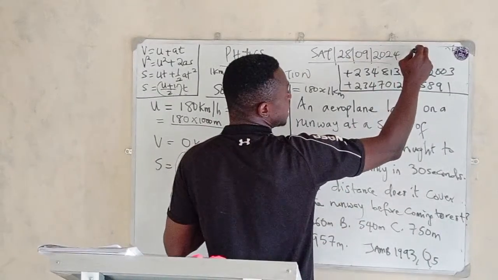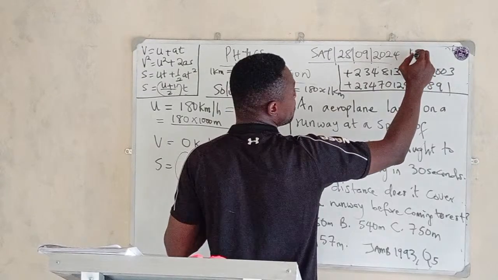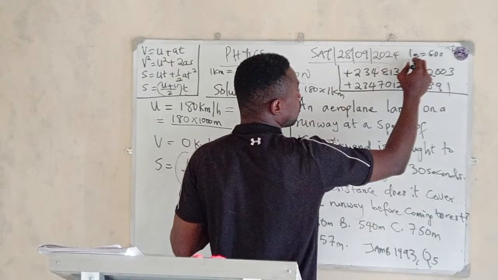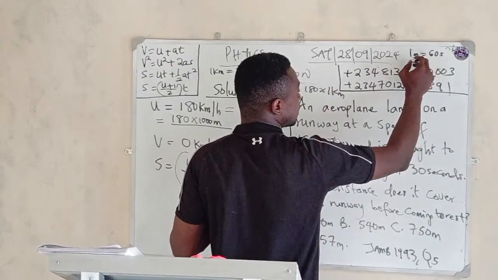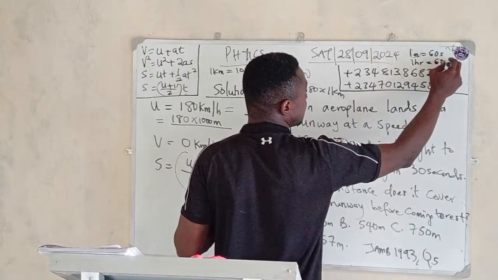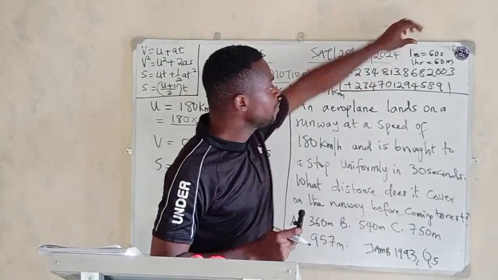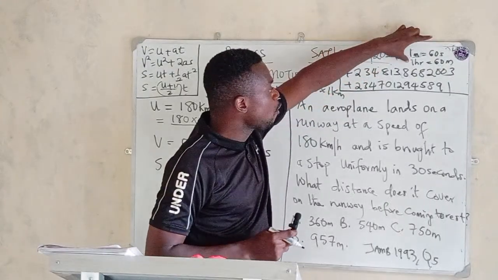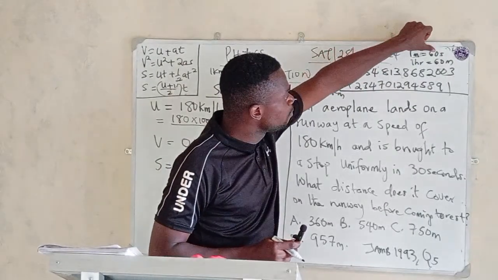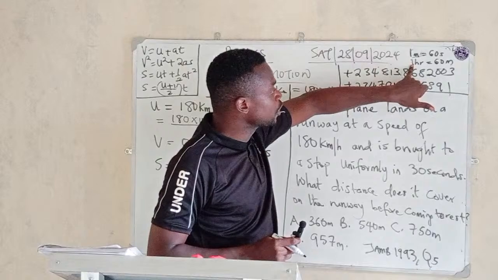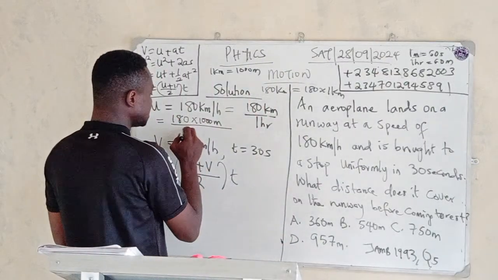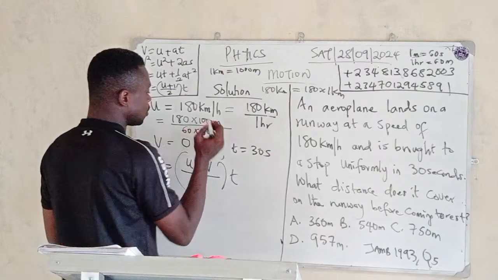We have 1 minute is 60 seconds, and 1 hour is 60 minutes. So any place we see minutes, we replace it with 60 seconds. So 1 hour becomes 60 times 60 seconds. So 1 hour here is what? 60 times 60 seconds. We are good to go.